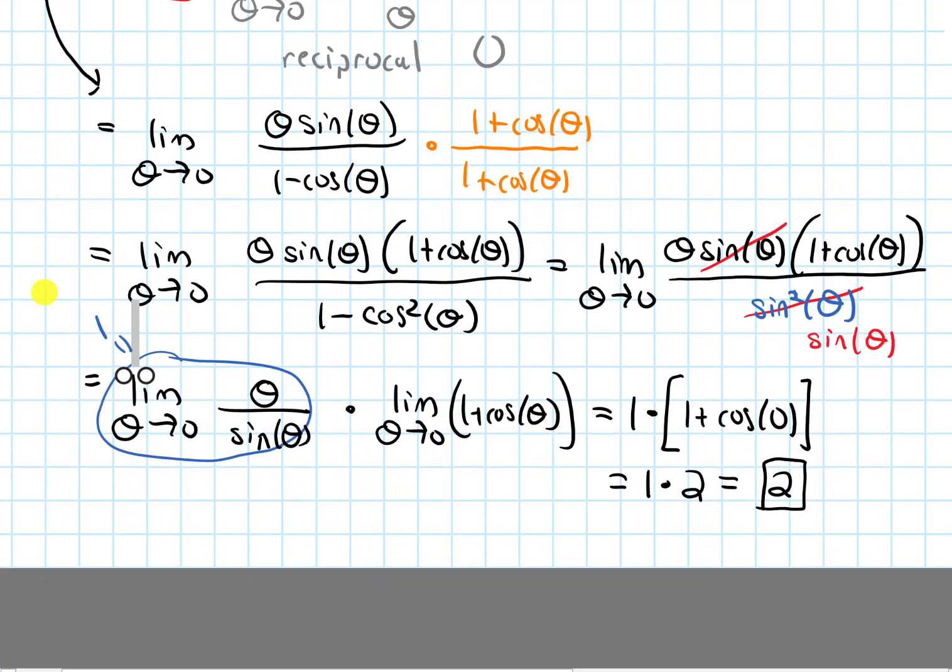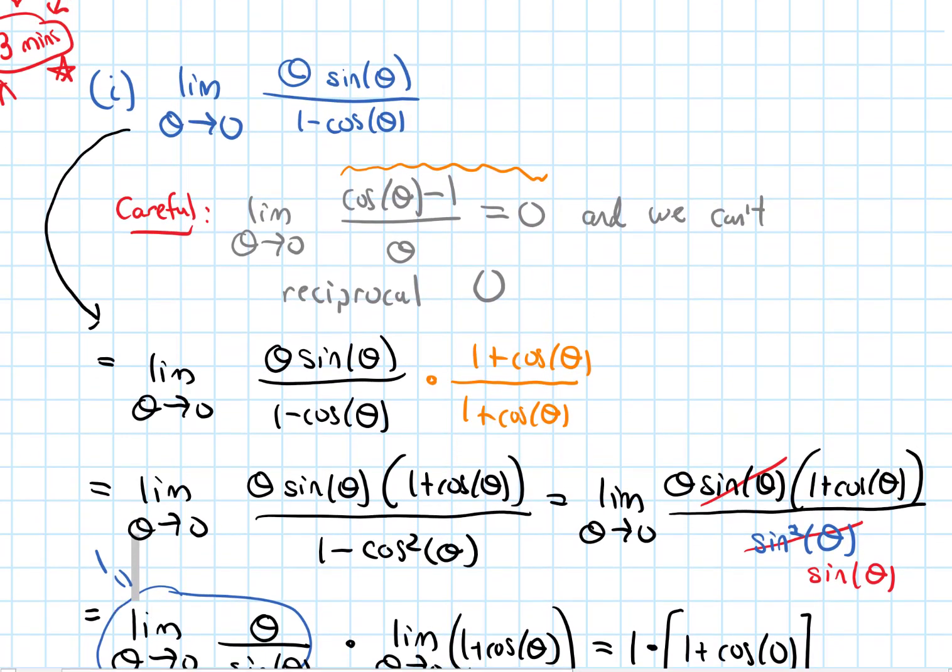So the moral there is, if I see one of these special limit questions and it involves a 1 minus cosine term or a cosine minus 1 term, remember our strategy that helped simplify that was multiplying by this conjugate.